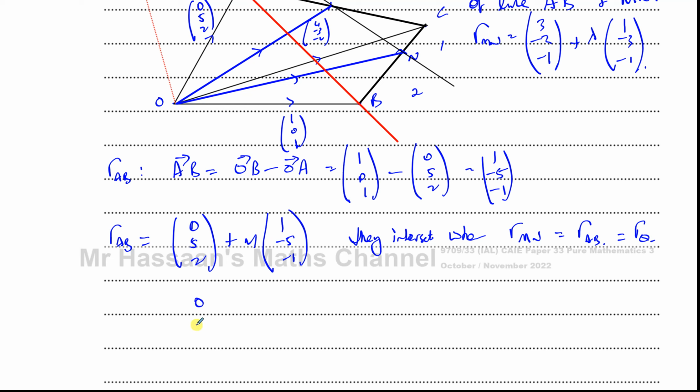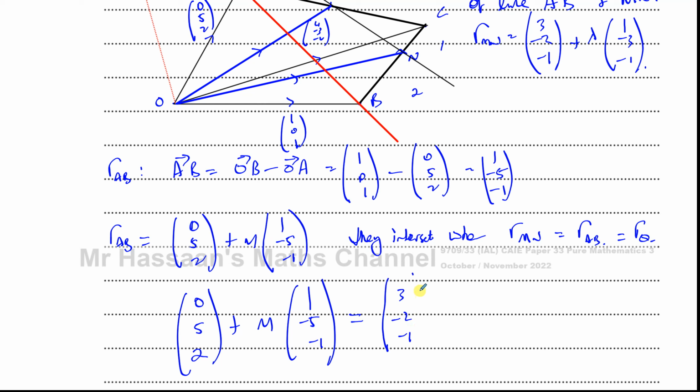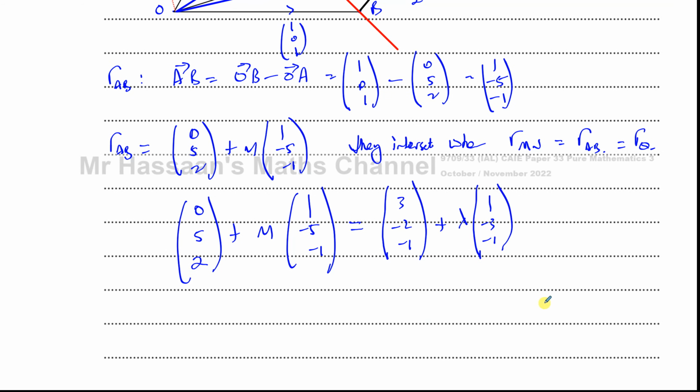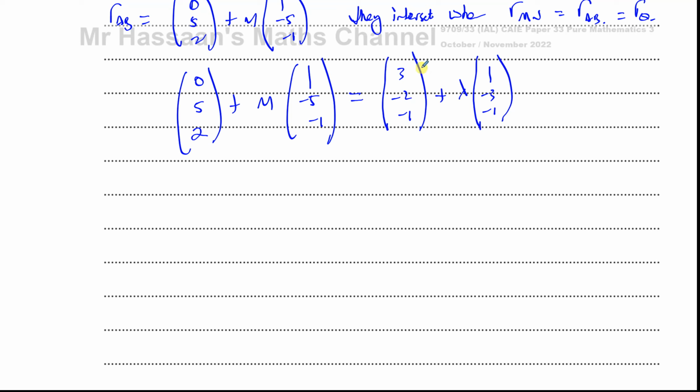So we can say 0, 5, and 2 plus mu times 1, negative 5, and negative 1 must be the same as 3, negative 2, negative 1 plus lambda times 1, negative 3, negative 1. When this is true, that's where we'll be at Q. So we can make three equations from this. From the top row, we have 0 plus mu equals 3 plus lambda. That's from the first equation.